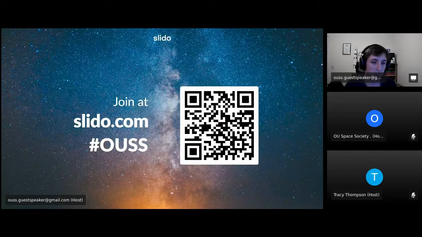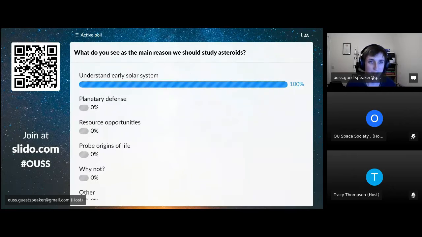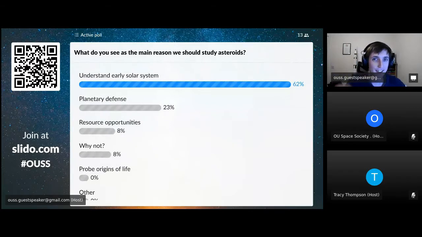So the thing I want to know is, what do you see as the main reason why we should study asteroids? And hopefully it will work and people will be able to vote. That will give people enough time to get on there and vote. Thank goodness it's working. Whew.